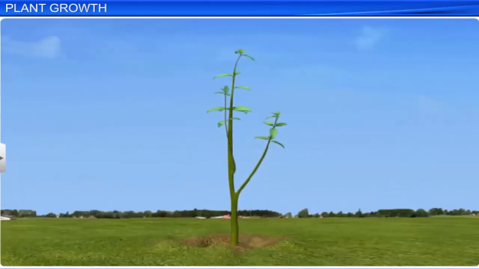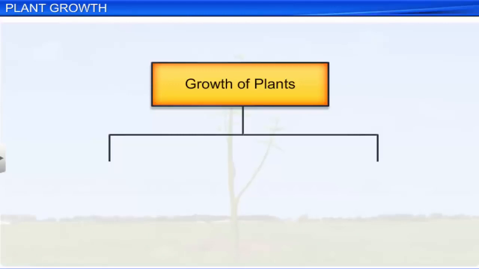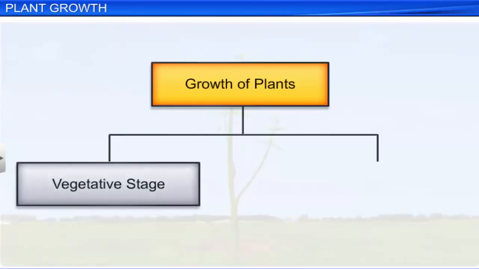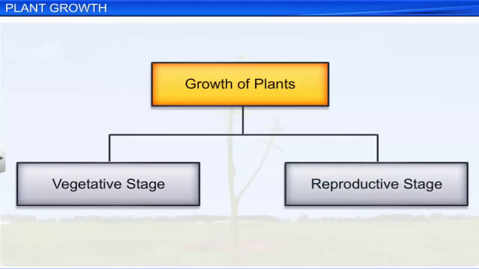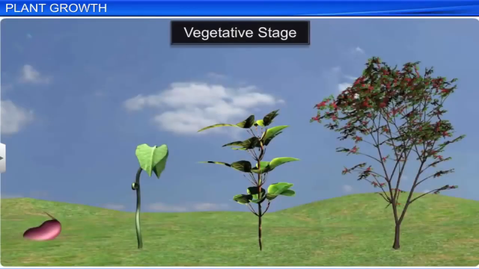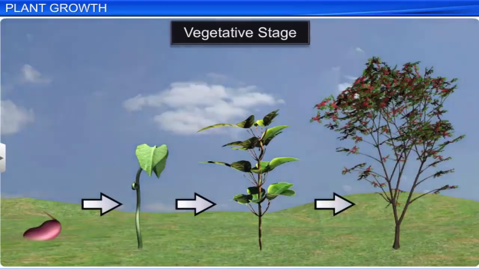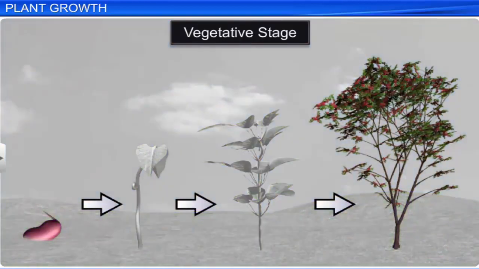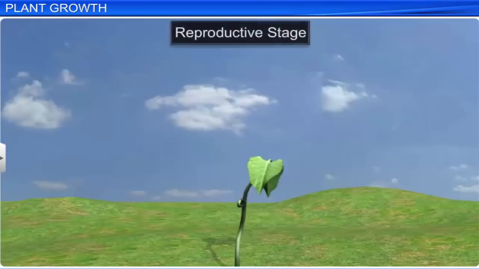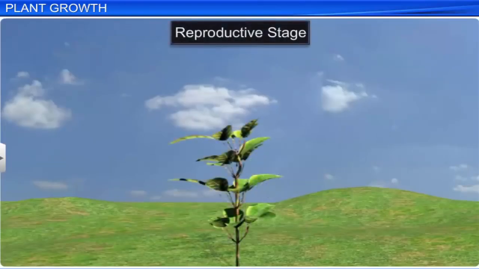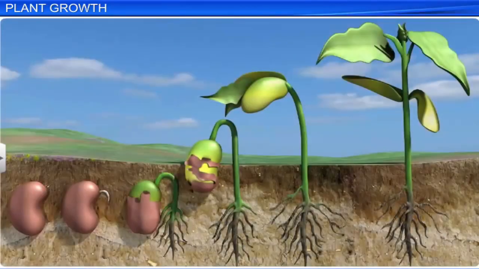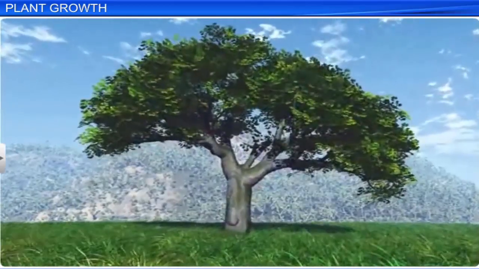The growth of plants takes place in two stages, namely vegetative and reproductive. The vegetative stage involves the growth of the plant from a seed to the flowering stage, whereas the reproductive stage is the period from flowering till they produce offspring. During the vegetative stage, the organs of the plant grow in size and number and result in a mature plant with complex body organization.